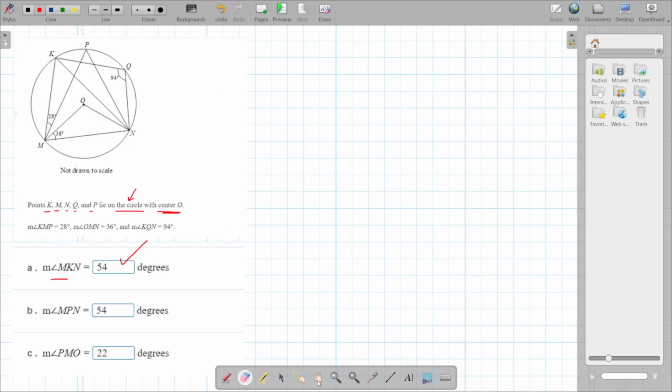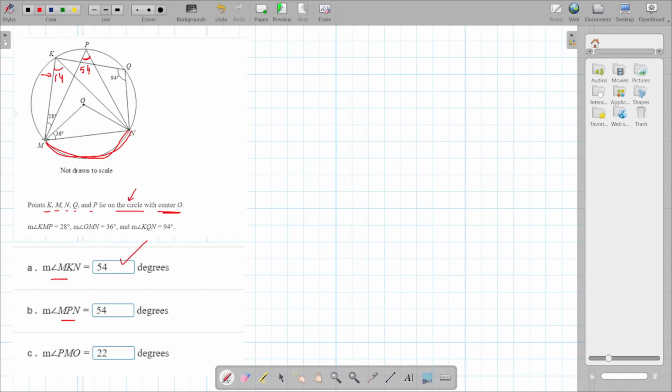So let's erase this. We now know MKN is 54. What do they want now? MPN. MPN also inscribes this arc MN. MKN inscribes this arc MN. And what did we say about two angles that inscribe the same arc? We said they are congruent. So this is 54. This also would be 54 since they inscribe the same arc MN.